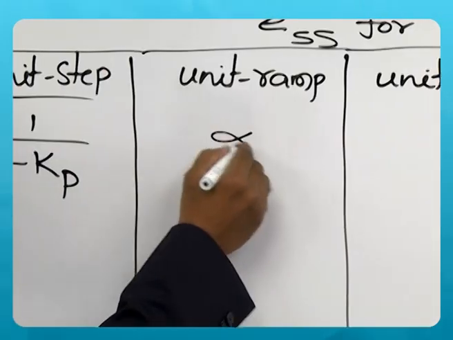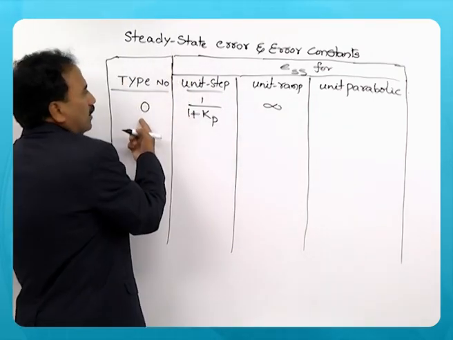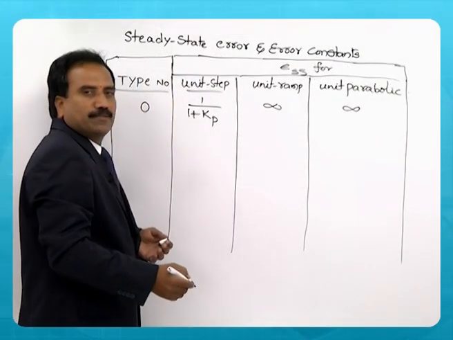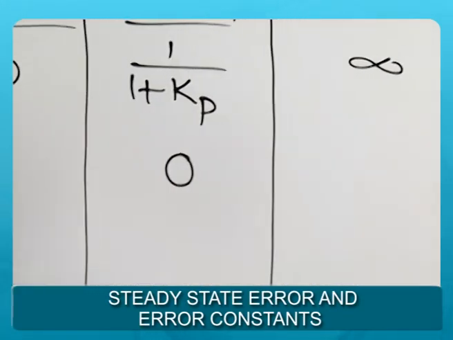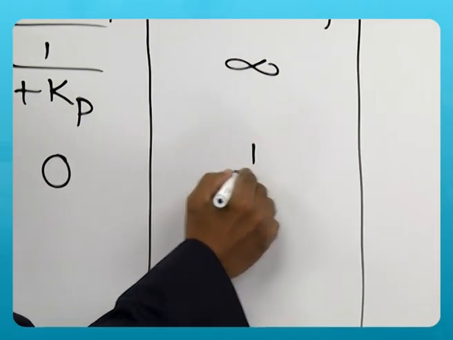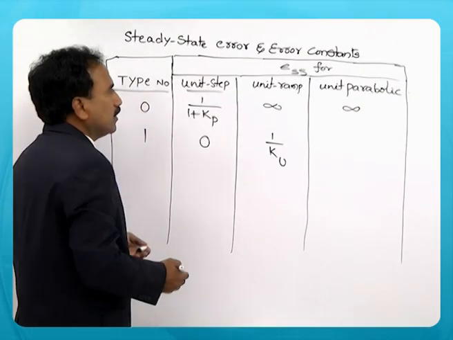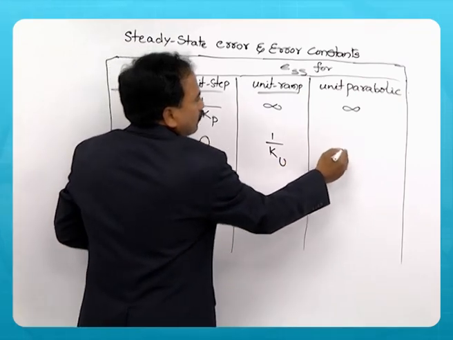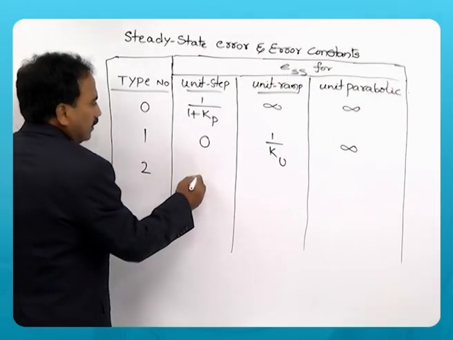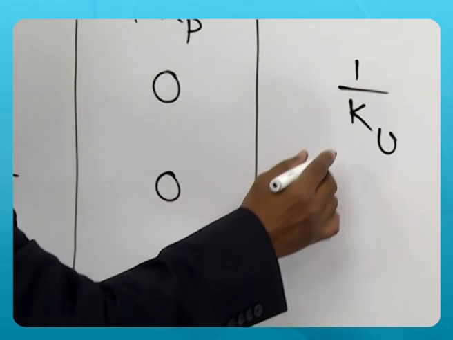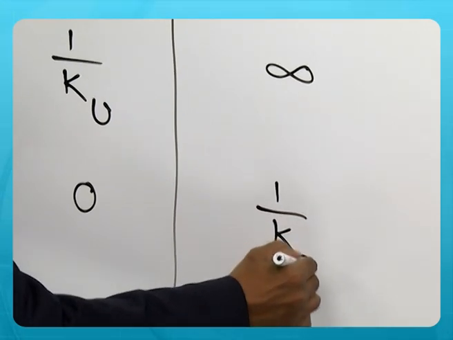Now, for unit ramp input, the steady state error is infinite. So, if the input is unit parabolic for type 0 system, again it is infinite. If it is type 1 system, then the steady state error becomes 0 for unit step, and here it is to be calculated for 1 by Kv using the formula for unit ramp input, and this one again infinite. So, if the type is increased by 2, then steady state error will be 0 for unit step, even for this also 0, and this one will be 1 by Ka.